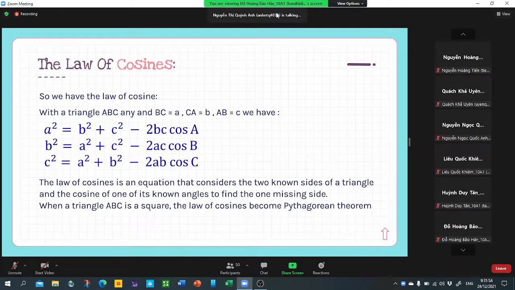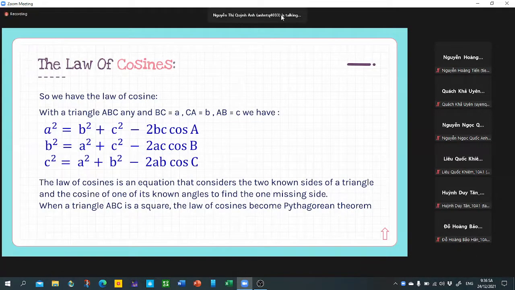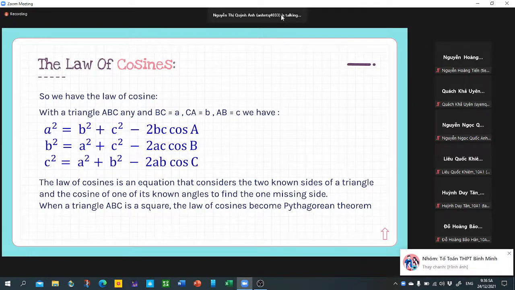The law of cosines is an equation that considers the two known sides of a triangle and the cosine of one of its known angles to find the one missing side. When triangle ABC is a right triangle, the law of cosines becomes the Pythagorean theorem.